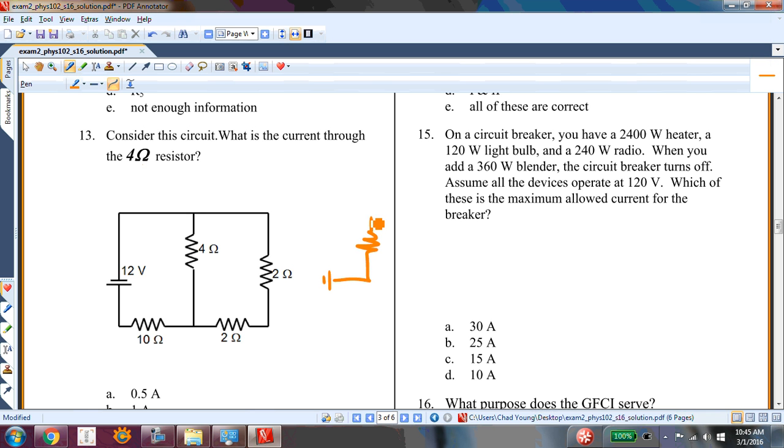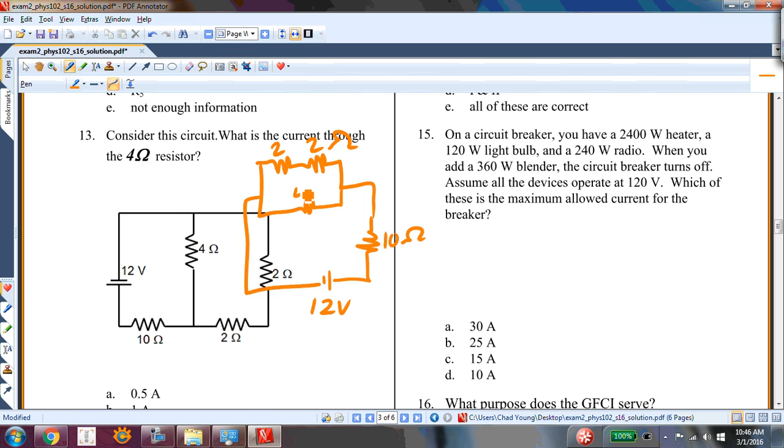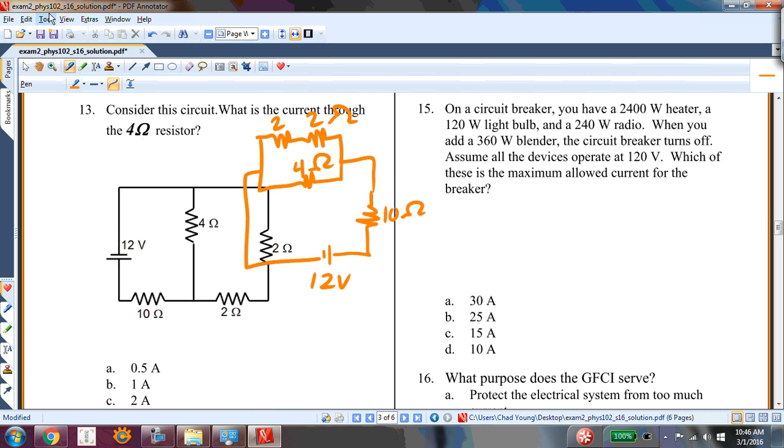There's my 10 ohm, and then it breaks into 2 parallel branches like this. So I have 12 volts, 10 ohm, 2 ohm, and 4 ohms here. And I want to know what is the current through that 4 ohm resistor. I need to continue on and find my equivalent. This is 4. 1 over a quarter plus a quarter here is going to be 2. So for this one, the equivalent is 2.